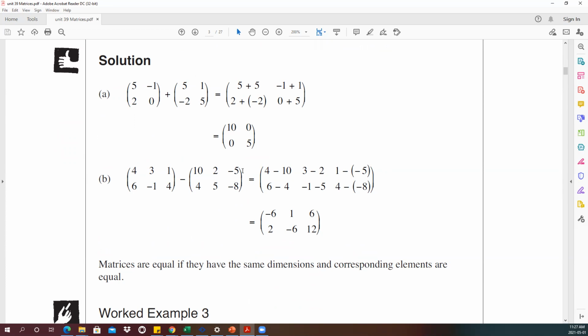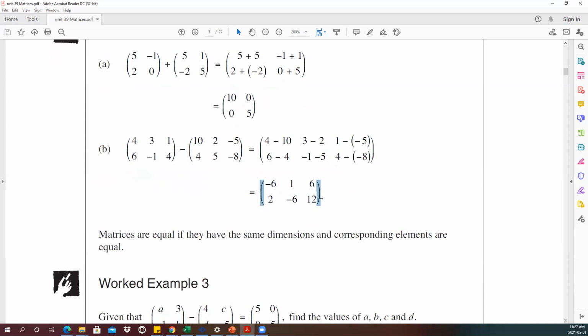So notice they put the minus sign here, and then the number is -5. So you put -5 in bracket. And then we know that minus and minus is positive. So you're going to have 1 minus -5, which is actually 6. Go again, 6 minus 4, and so on and so forth, and end up getting this matrix here.